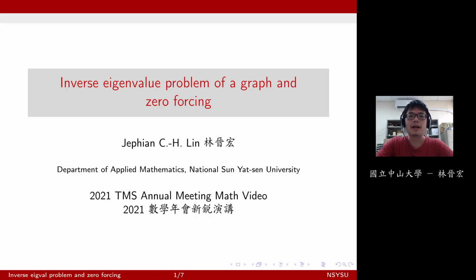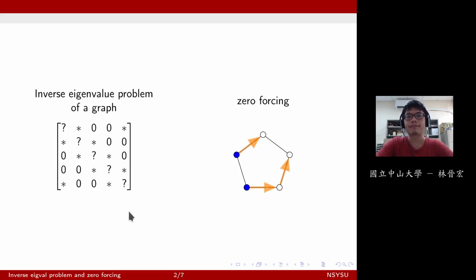In this video, I'm going to introduce two topics: the inverse eigenvalue problem of a graph and zero forcing. The inverse eigenvalue problem of a graph is saying, when a graph is given, we are going to look at all the weighted adjacency matrices of the graph. Here, star is a non-zero entry and the question mark can be any real number. Suppose that's all the information that I give you, then what can you say about this matrix? The rank, the nullity, and the spectrum.